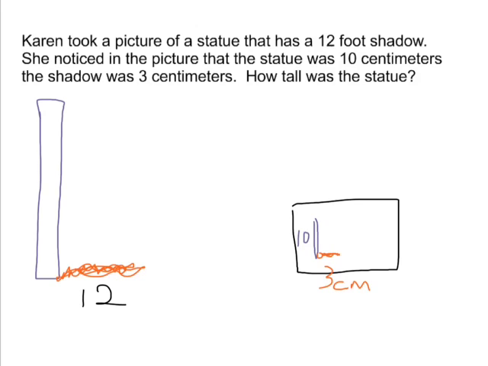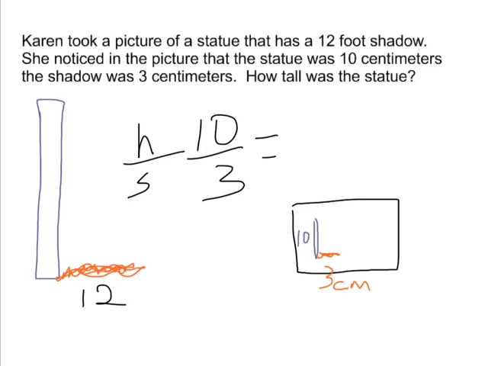10 centimeters for the statue. So we have a ratio in the picture of the statue to the shadow, and it's 10 to 3. So I'm going to use that information. Again, it's 10 to 3, 10 being the height and 3 being the shadow.